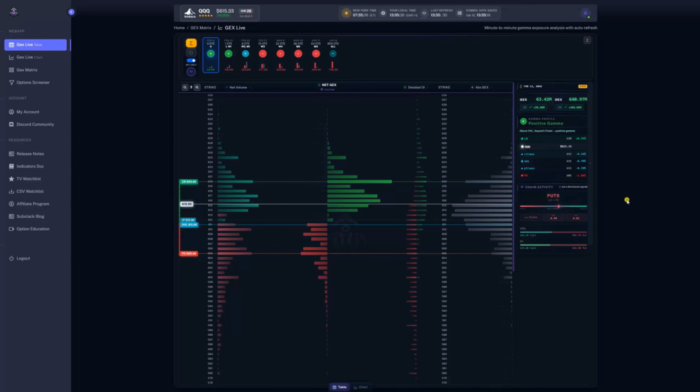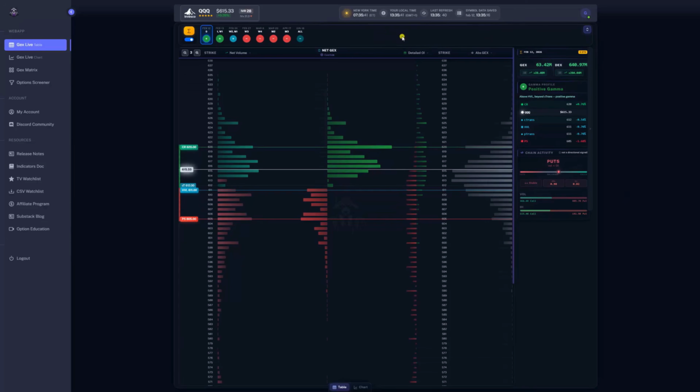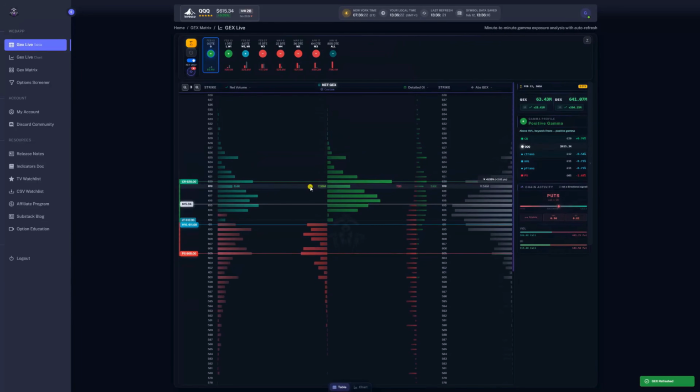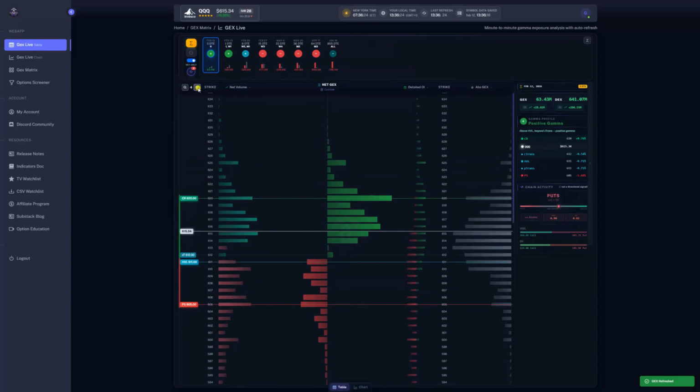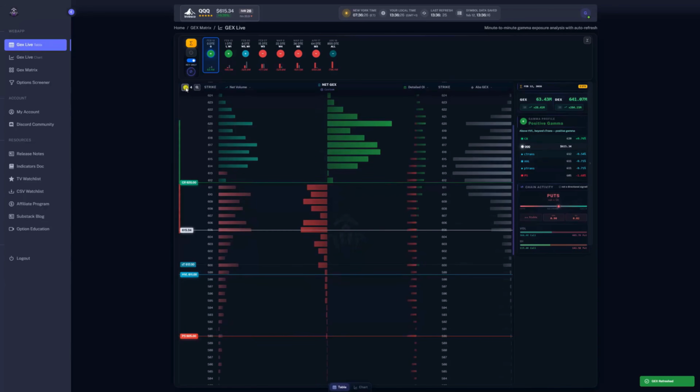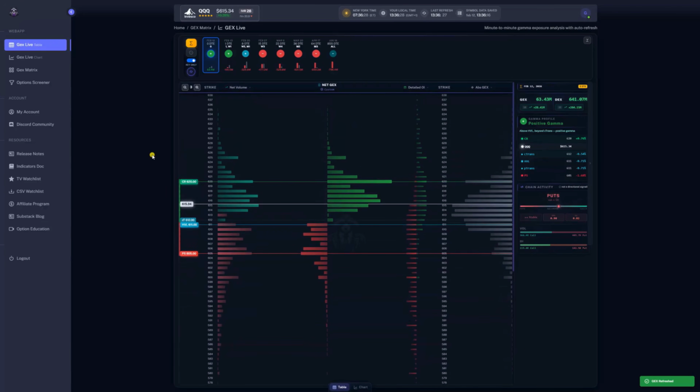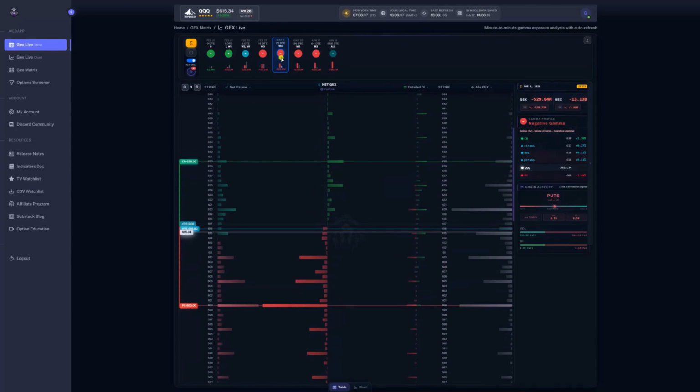And if you want to customize the layout a little more, you can just minimize this header part here. If you want to see higher bars and numbers, you can also zoom in and zoom out from the table view, depending on your current screen resolution or your personal preference. If you want to change any of the expiration, you just click on the expiration and you will see the current table view based on the NetGEX and other option metrics.